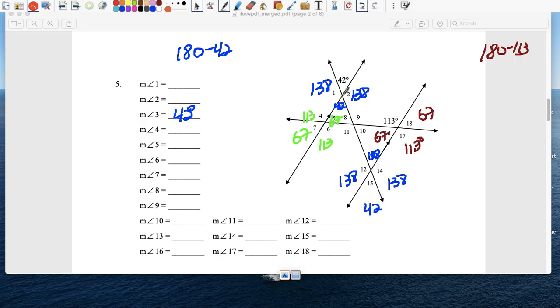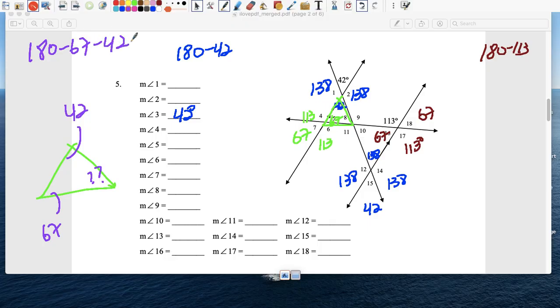Now we have this middle triangle in here, right? Let me just draw it out over here. We have this triangle in the middle where they're saying this guy is 42, this guy is 67. Can we find this angle over here? Well, it's going to be 180 minus 67 minus 42. 180 minus 67 minus 42 equals 71. So angle 8 is 71.